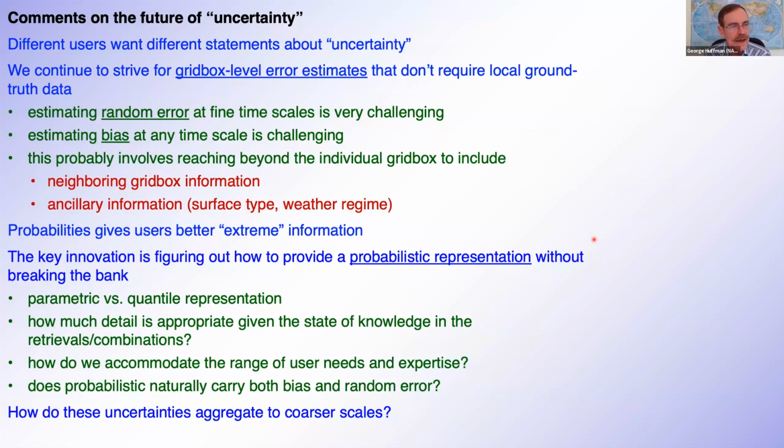So I suggest, we haven't really done this yet, but if we considered the individual grid box in the context of neighboring grid boxes, and then use ancillary information like weather regime, surface type.